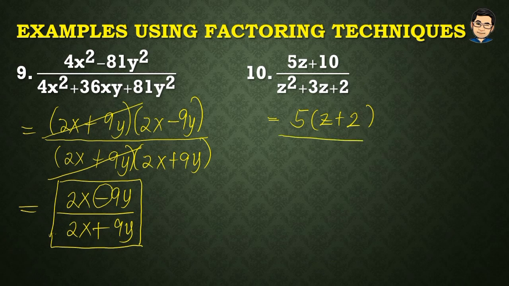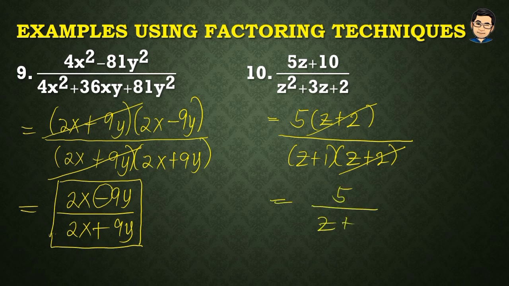Now, we factor the trinomial on the denominator. So, what are the factors of 2 that will give a sum of 3? The middle term. The coefficient of the middle term. So, that is 1 and 2. Pwede natin sulat as z plus 1 times z plus 2. Again, regardless of the order. So, kung una mong sinulat z plus 2, tapos z plus 1, okay lang po yun. Now, we cancel out common terms, z plus 2, z plus 2. So, final answer natin is 5 all over z plus 1.